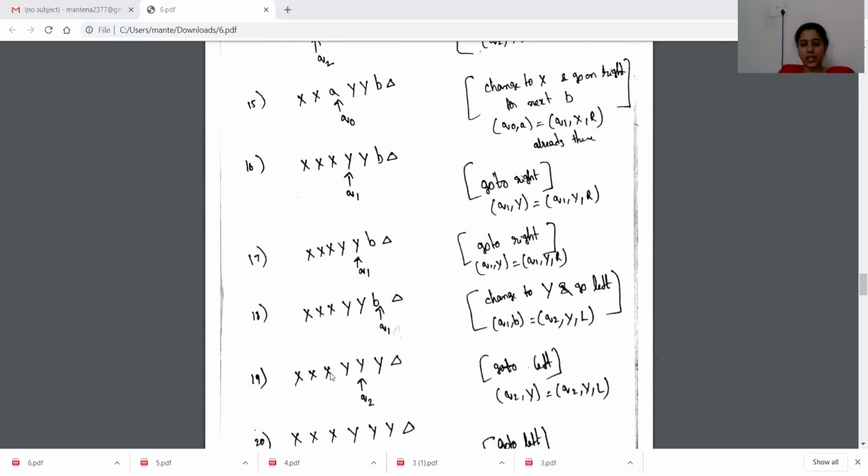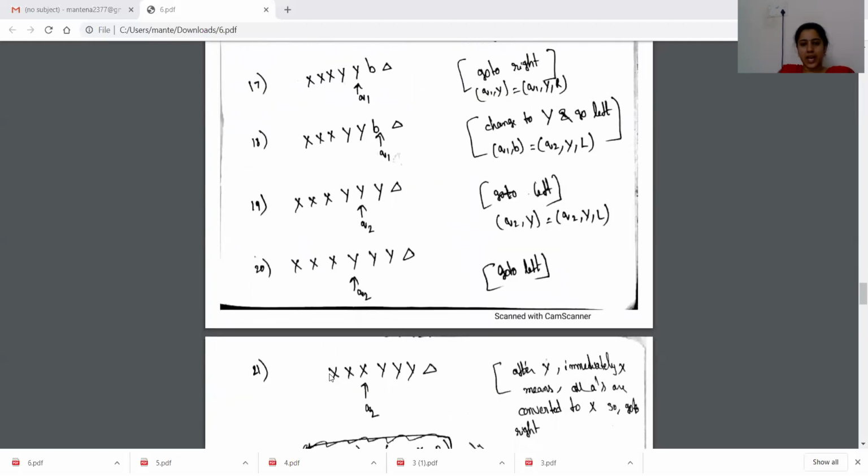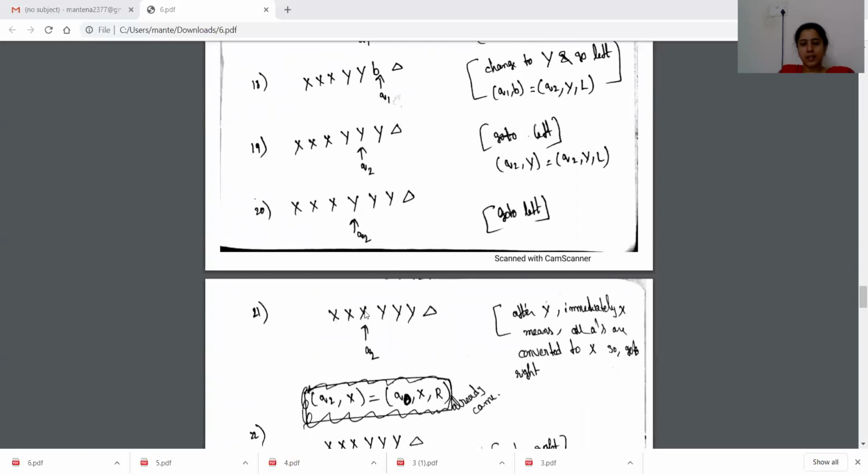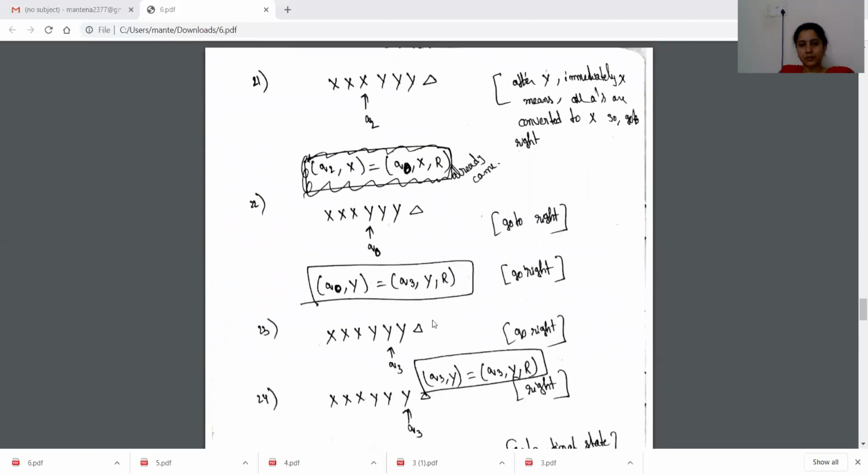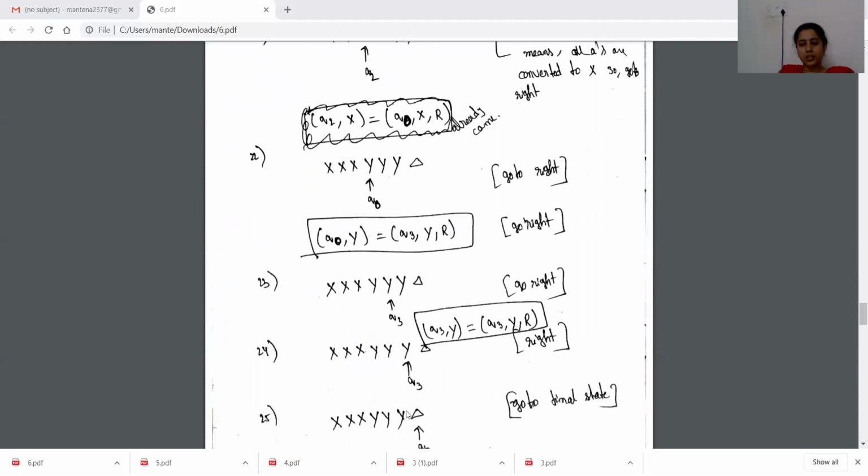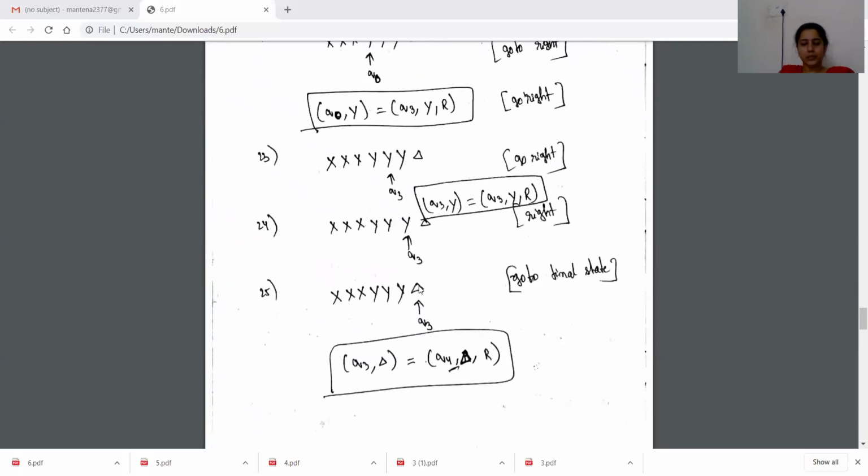So at this stage we have to come back to the first capital X. At the first capital X, it means there are no small a's. Once you reach the capital X, it means all small a's are converted into capital X. So move to the right side and so on till the last Y. When you reach the last Y, then go to the blank symbol. So you are at the blank symbol, which means go to the final state. So here we finally go to the final state. So stop here.